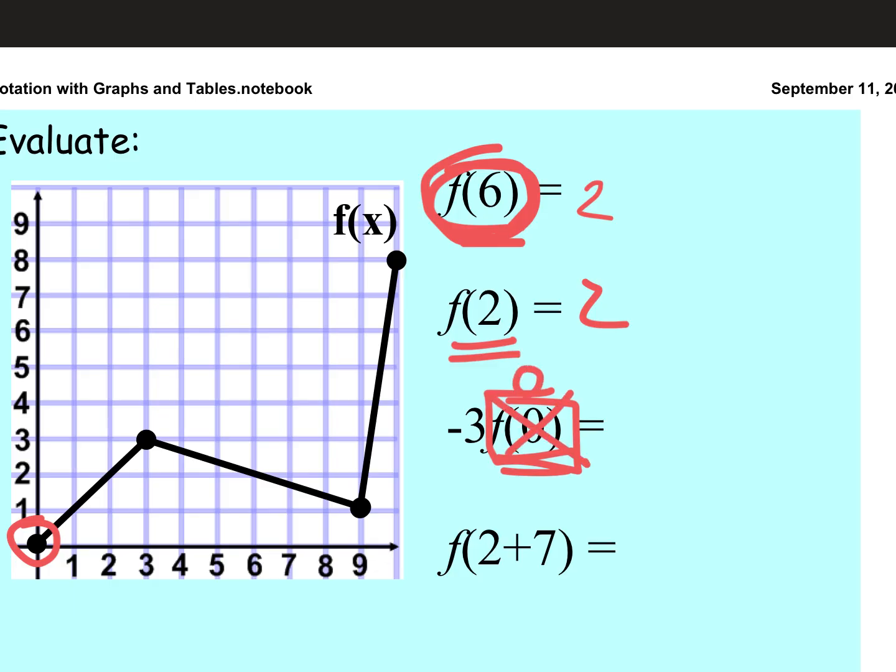Negative 3 times 0? 0. And the last one, don't overthink this. It's just 2 plus 7 is 9. It's just really asking you what's f of 9. Did they tell you the x? Yeah, they told me the x was 9. So it's that point right there, which is 9 comma 1.